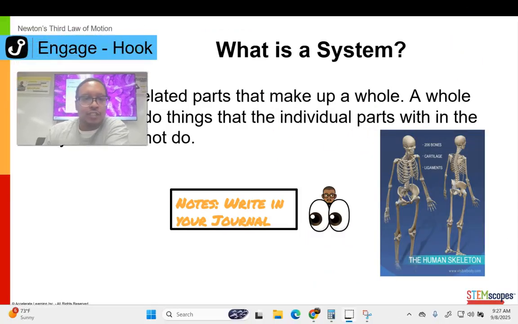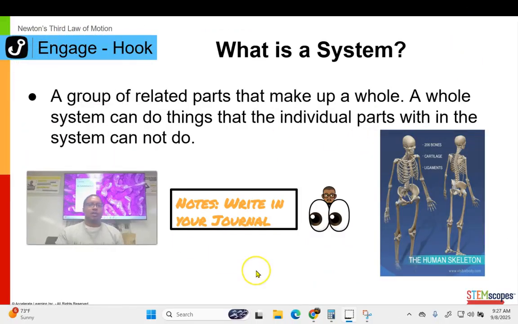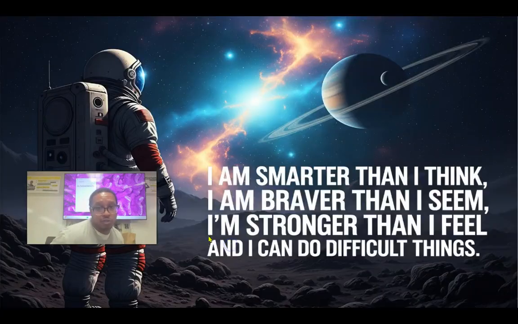Let's go to this next thing. Now, we've talked about this multiple times, and all you got to do is guess what? It's note-taking time. You guys know it's note-taking time, so write this note in your journal. A group of related parts that makes up a whole system can do things that the individual parts within the system cannot do. So go ahead and get this note in there. There's really not much else for me to say because I've already said this, and we've already talked about this. So again, just pause the screen, get this note taken down, and then you are good to go for today.